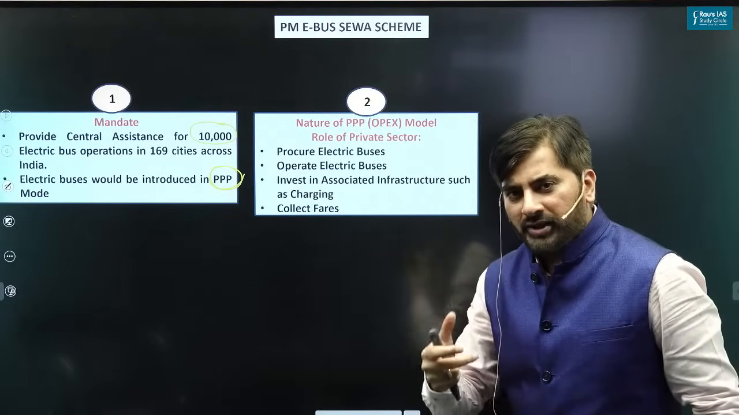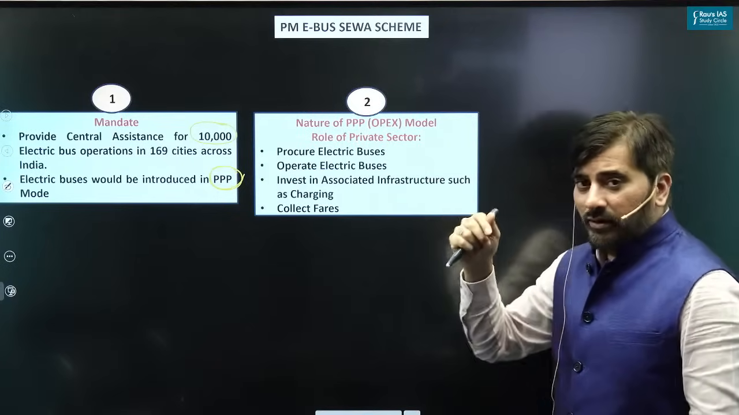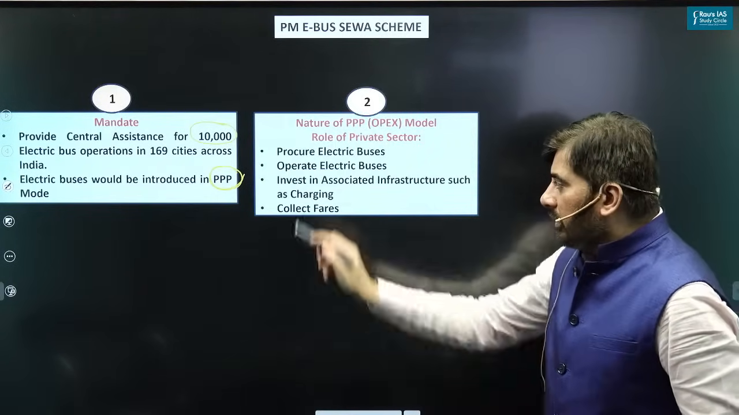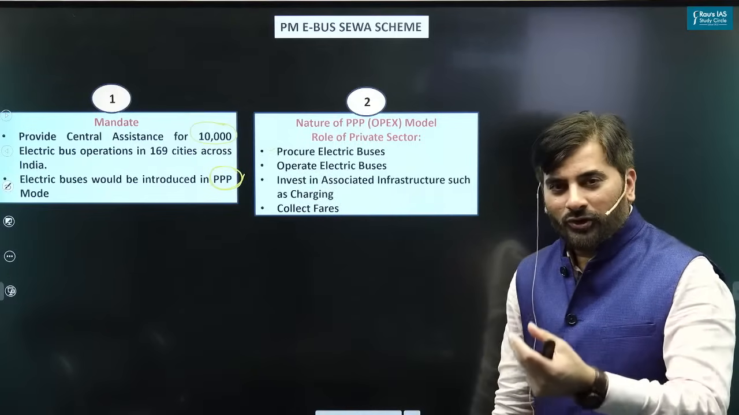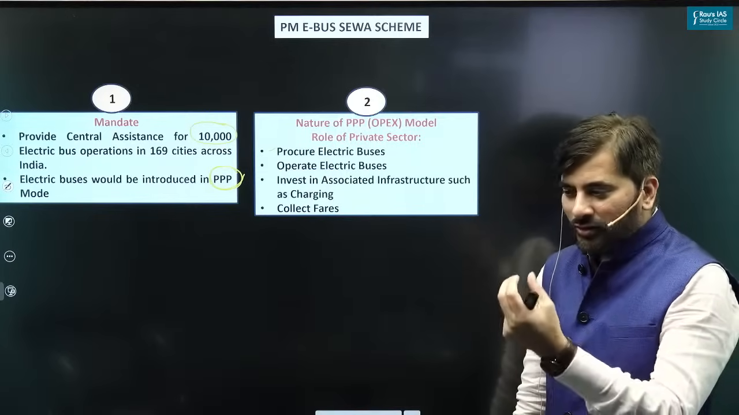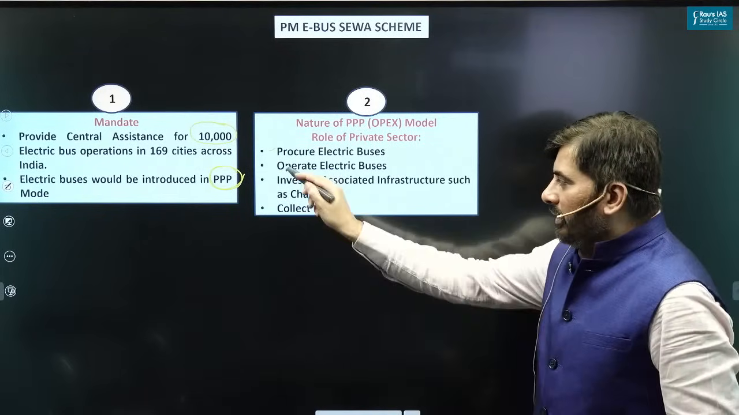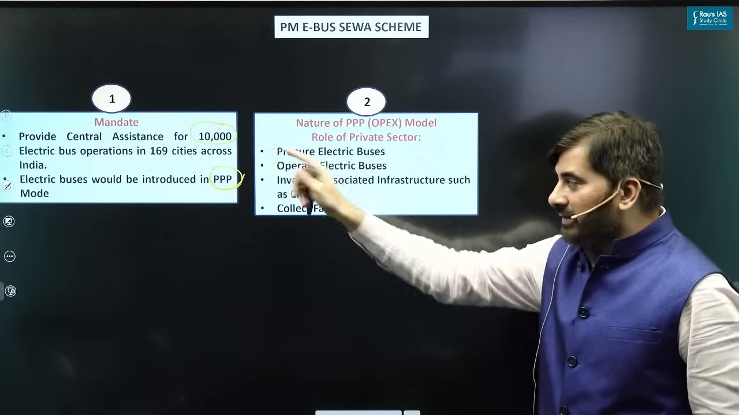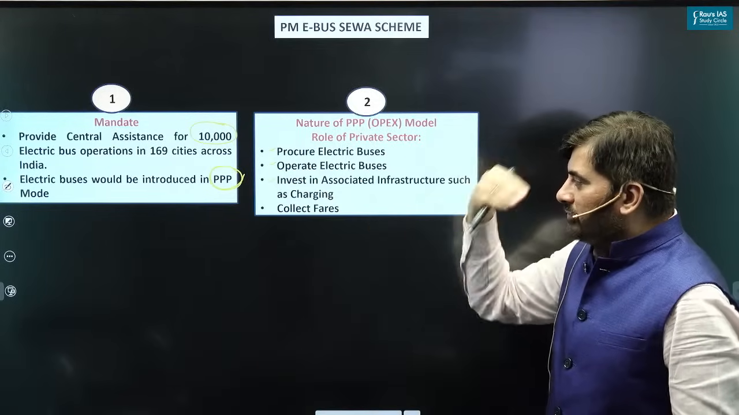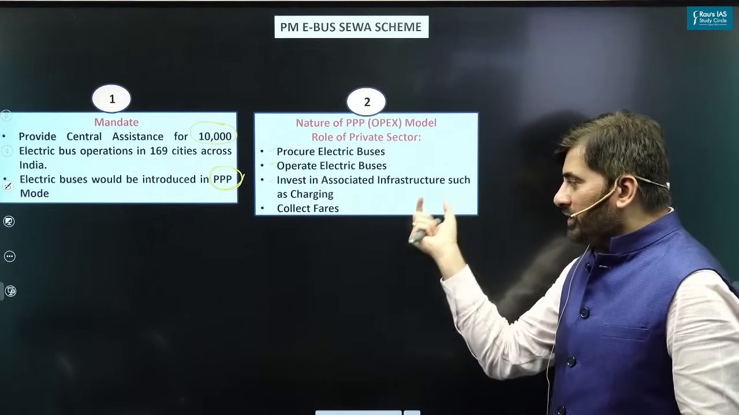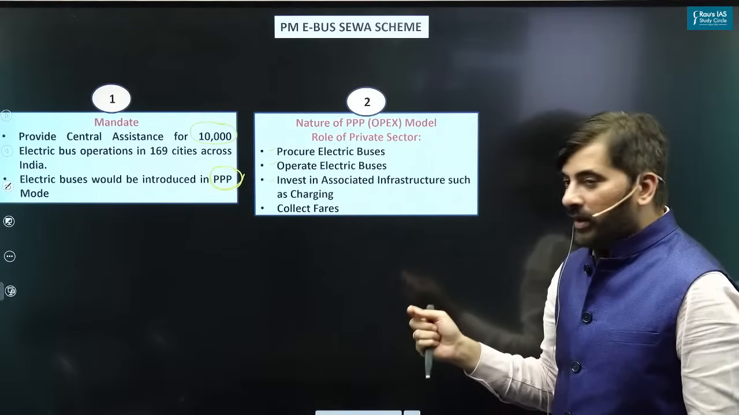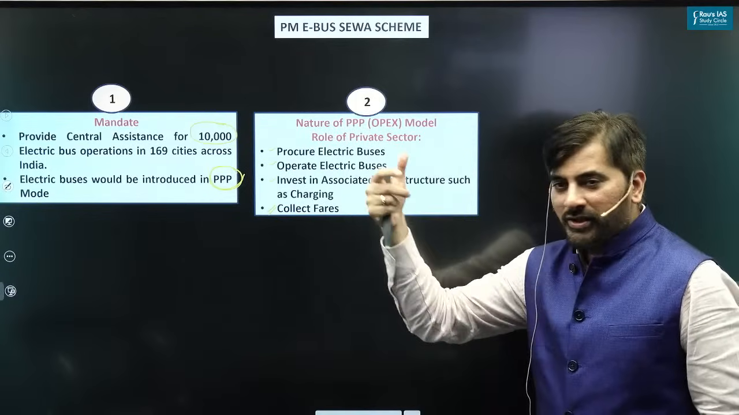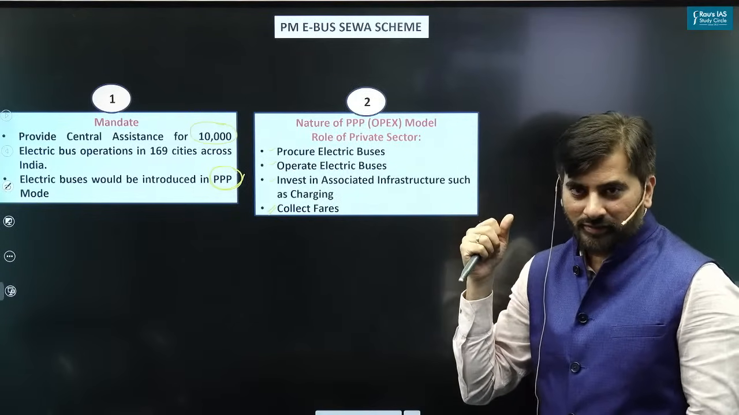Under this operational expenditure model, look at the role of the private sector. What is the private sector required to do? Number one, the private sector is required to procure electric buses. It means the private sector should buy electric buses. The private sector should operate electric buses in those 169 cities. The private sector should also make investment in associated infrastructure such as charging. And the private sector will also collect the fares from passengers from the operation of these electric buses.